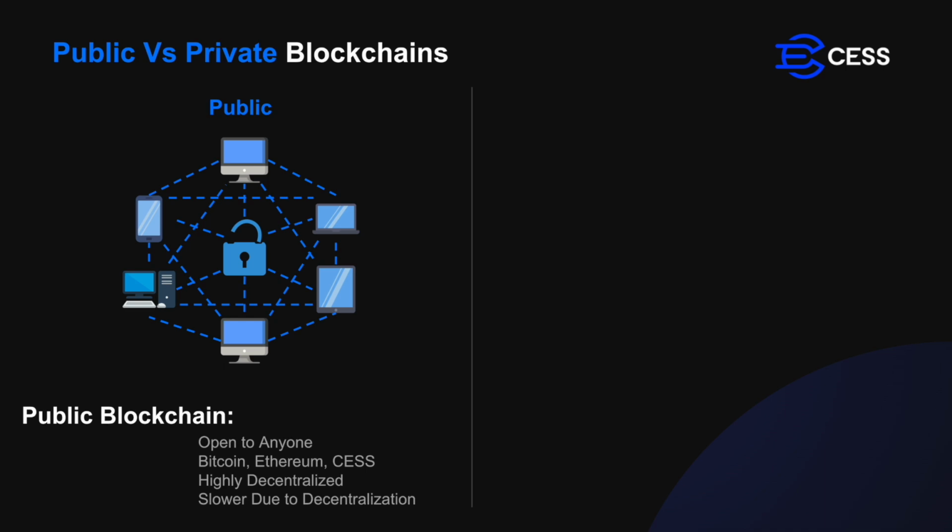These are completely open networks where anyone can join, participate, and validate transactions. Public blockchains are designed to be decentralized, meaning no single authority controls them. Instead, thousands of independent nodes work together to verify transactions and secure the network. To ensure trust and security, public blockchains rely on consensus mechanisms like proof of work (PoW) or proof of stake (PoS). This allows anyone from anywhere to contribute to the network without needing permission.